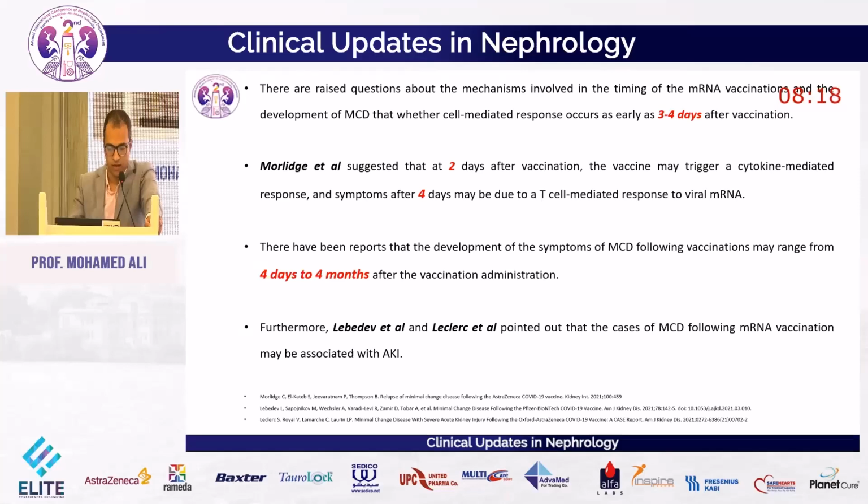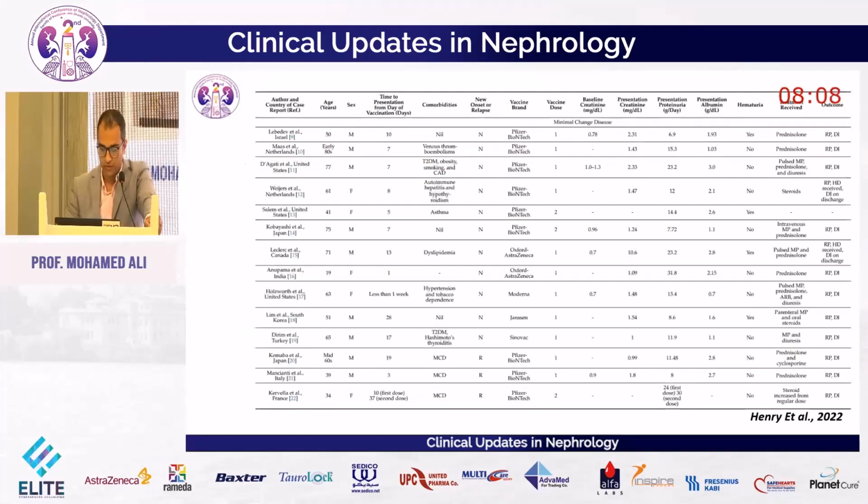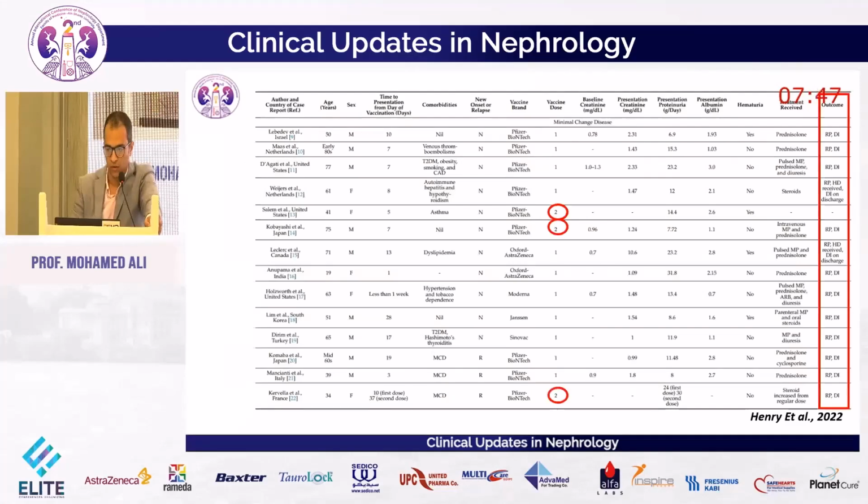Other studies by Lebedik et al. and Leclerc et al. used a time interval between 4 days and 4 months after vaccination to see the symptoms. This study by Henry et al. in 2020 showed cases reported of minimal change disease after COVID vaccination. It usually occurs after the first vaccine dose. And the outcome was resolution of proteinuria, and the patient may follow a dialysis-independent course.